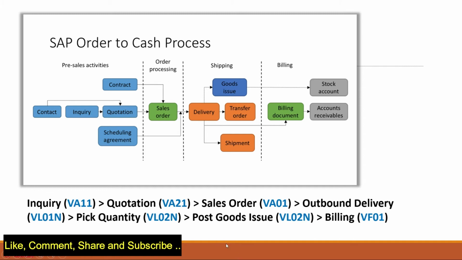Now if we talk about transactions, it starts with inquiry. VA11 is for inquiry, and then we have a quotation wherein the customer gives a price. Once the prices are finalized, we will make a sales order. After the sales order, we create an outbound delivery so that we can deliver the part to the customer. Then via VL02N, we can pick the quantity as well as post the goods issue. And finally, we would do the billing via VF01.